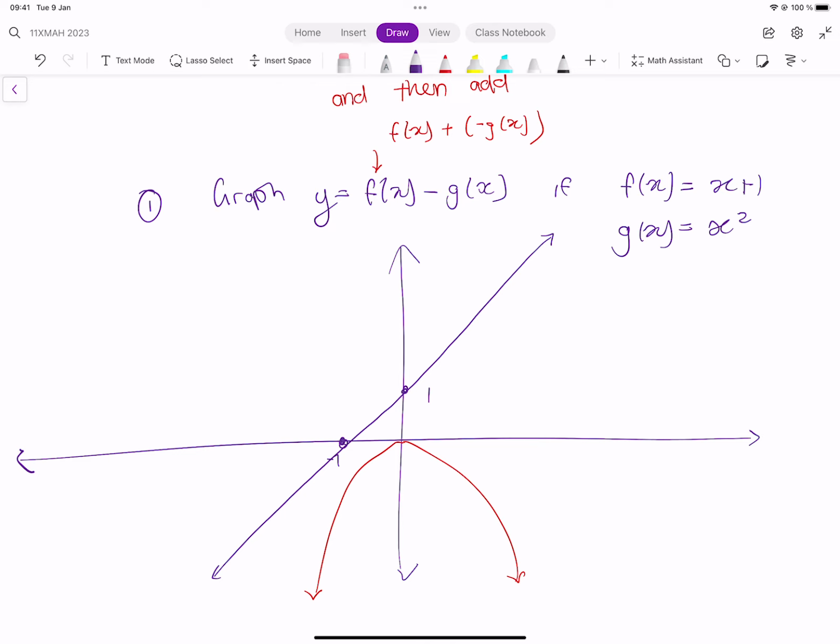Now we can add them. We're just going to add this graph like we did in the adding functions part that we just learnt about. So we just need to add them. For example, I always like to start on the y-axis. 0 plus 1 is 1.